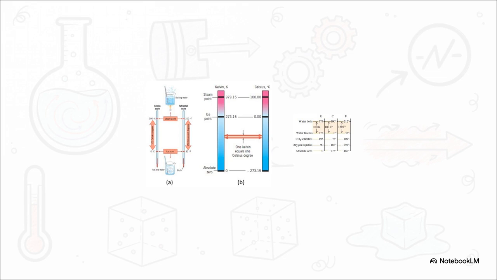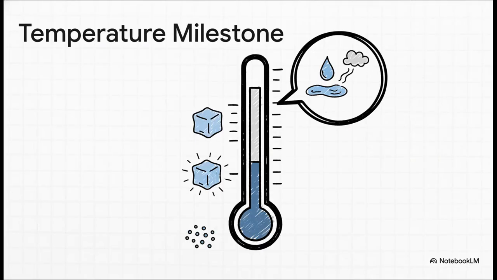Well, Kelvin aligns perfectly with the Celsius degree size, but it shifts its 0 point all the way down to absolute 0, which is why it's used so heavily in scientific calculations. To really anchor these scales, we use a few absolute milestones. 0 Kelvin is absolute 0. That's the lowest possible temperature in the universe, where particle motion essentially just stops.